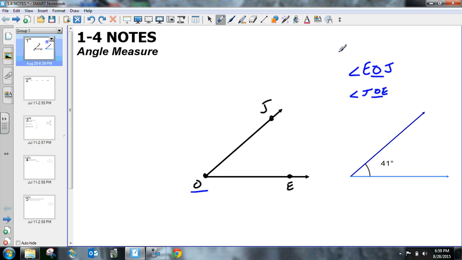The only other way is if you have a number in here, and let's say that this is just number 1, the first angle. We could also call this angle 1, okay? And we would say that angle 1 is equal to 41 degrees. We would say that angle EOJ is equal to 41 degrees, and then angle JOE is equal to 41 degrees. Guys, this is the same angle. I can write it 3 different ways, okay? Either it's got a number or it's got letters. I kind of like this one, I'm not going to lie. I like how that one looks.